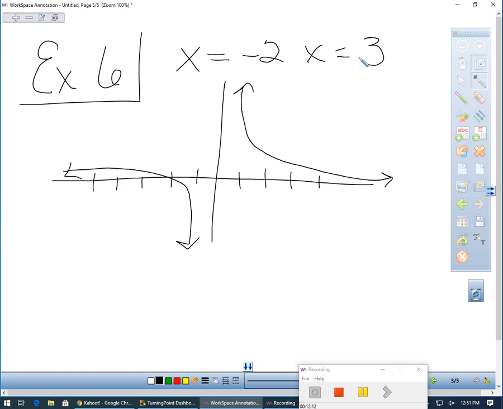So remember what Brianna said to begin with, right? The solutions are where it crosses the x-axis. Well, we only have one of those where it crosses the x-axis, negative 2. So what do you think that means for x equals 3? Yes, x equals 3 is the extraneous.